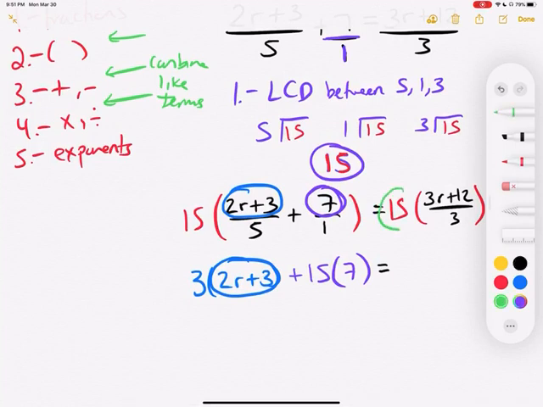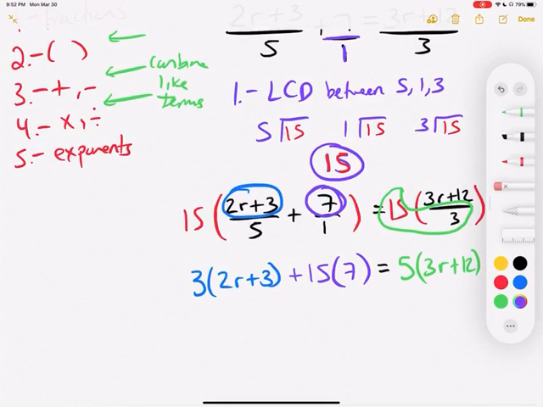So 15 divided by 3, that's my new fraction. 15 divided by 3, that result is going to be 5. And then I'm going to multiply times whatever was in the top of that fraction. So we get rid of the 3 fractions in one step.